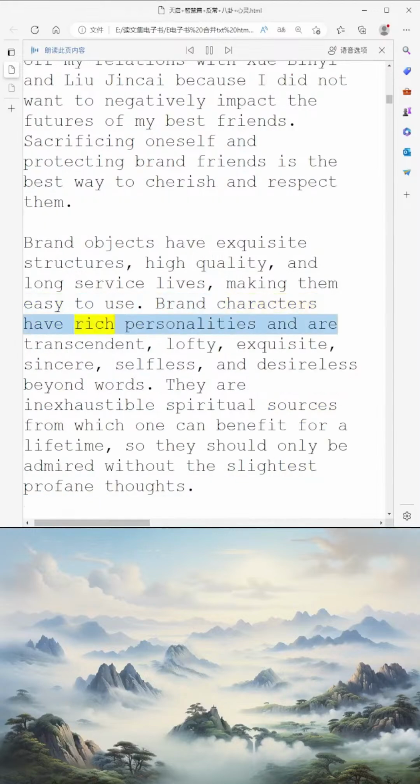Brand characters have rich personalities and are transcendent, lofty, exquisite, sincere, selfless, and desireless beyond words. They are inexhaustible spiritual sources from which one can benefit for a lifetime. So they should only be admired without the slightest profane thoughts.